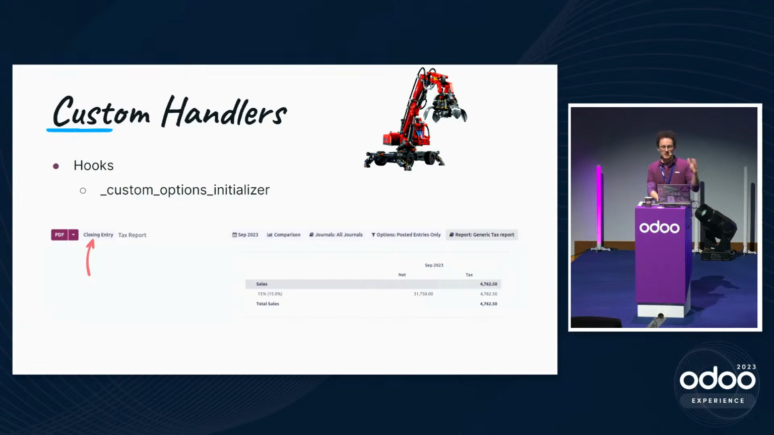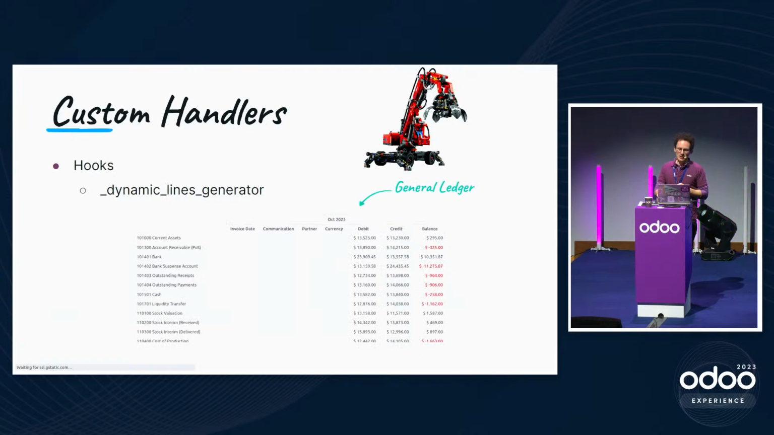So basically, with just the custom options initializer and the custom handler, you can add any kind of buttons there that you want, and that's what we're doing with the closing entry. That's, I would say, one of the most typical uses for that, when you need to add some export file for some legal stuff, for example. Typically, you do that. So let's move on to the next hook I want to talk about.